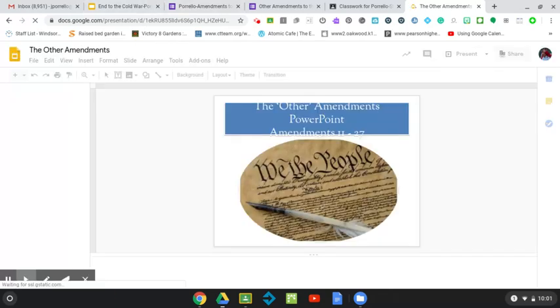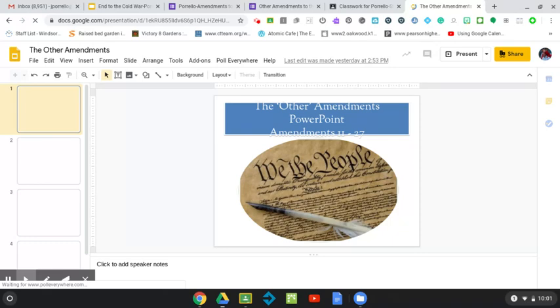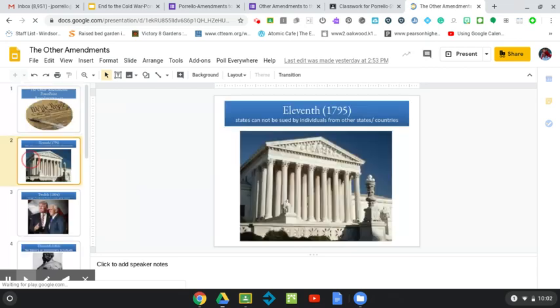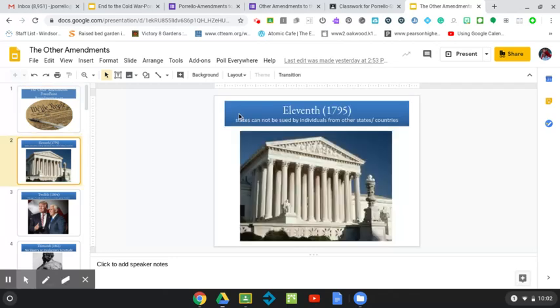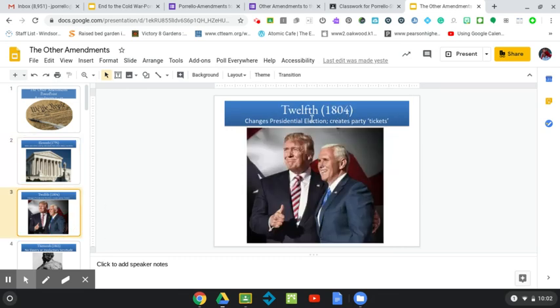Okay, so this is a very, very simple PowerPoint. I did embed a couple of video links if you'd like to take a look at some videos with some more information about each amendment. Some interesting stuff in there for sure. So you can see we're looking at amendments 11 through 27. Each slide just has a very, very quick description of the number of the amendment and what that amendment says. Okay, so the 12th Amendment changed the presidential election and created party tickets.